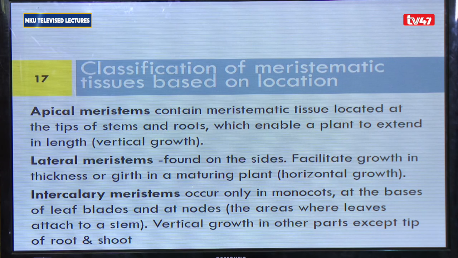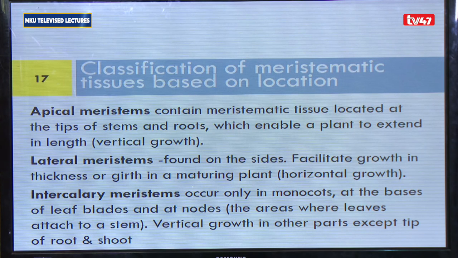Now, because they cause increase in the parts of the plant that already formed, lateral meristems are said to be responsible for secondary growth in the plant. Now, generally, there are two types of lateral meristems. We have got the cork cambium, and we have got the vascular cambium, so to speak.